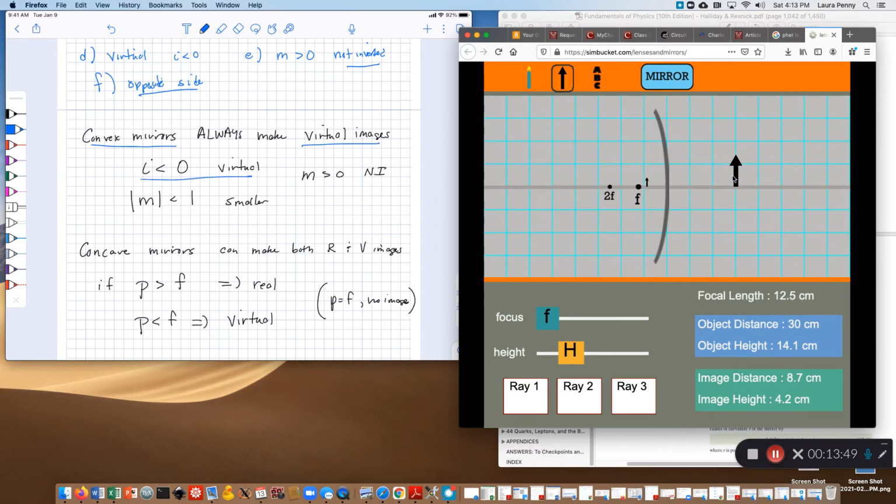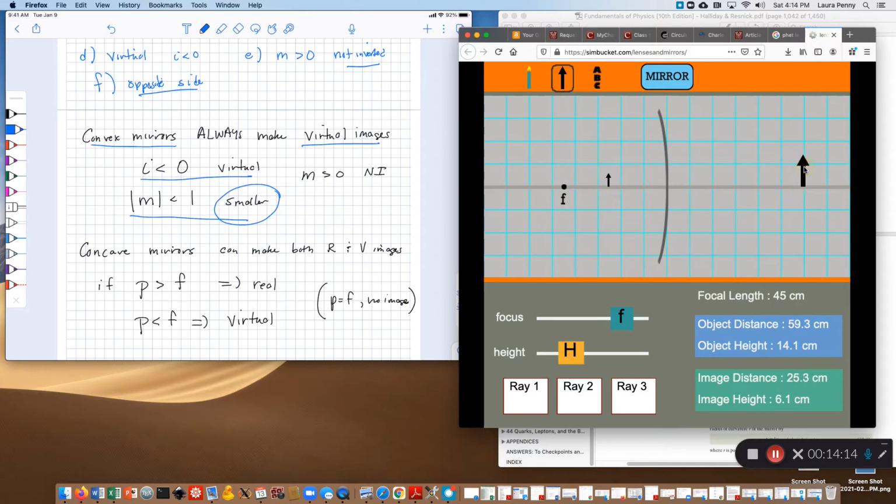So mathematically, that means that our image distance has a negative number. You also always make smaller images. Notice that there's no way that this ever gets as big as my object. No matter what my focal length is, I can never get anything as big as my object. You can get almost as big, but you just don't ever get as big. So it's a small thing.